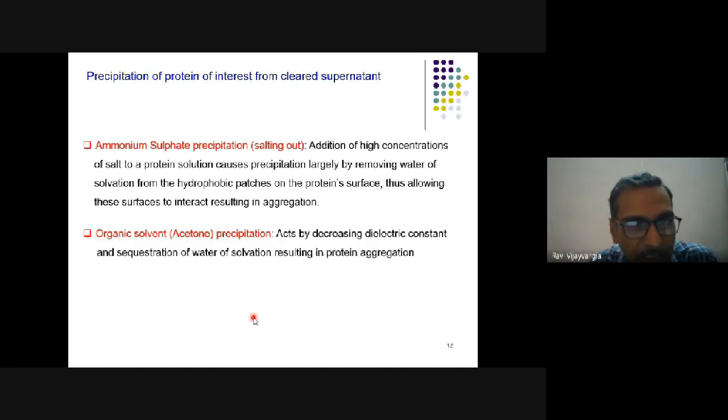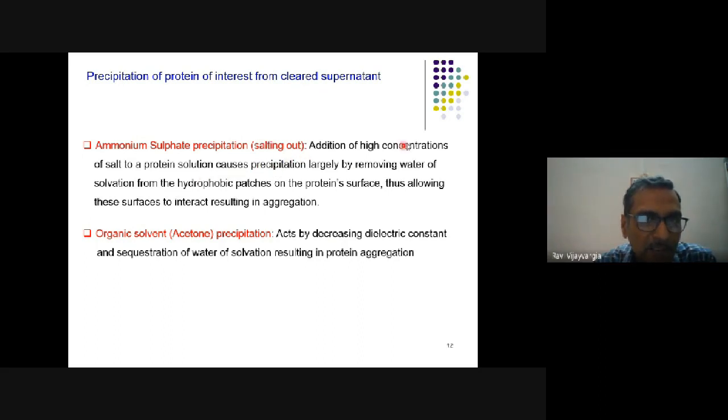So these are the two methods in which you can precipitate the proteins and then check which concentration or which fraction your protein is present in, and thereby sometimes you can get almost 10 to 15 fold enrichment of your protein. One method is called ammonium sulfate precipitation, also known as salting out by ammonium sulfate.